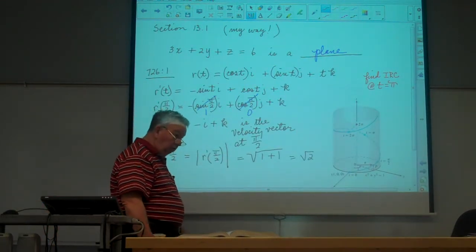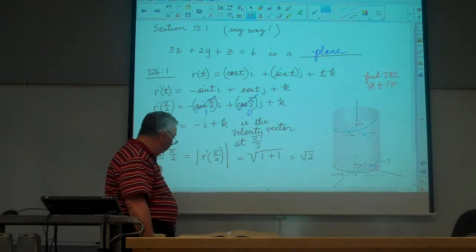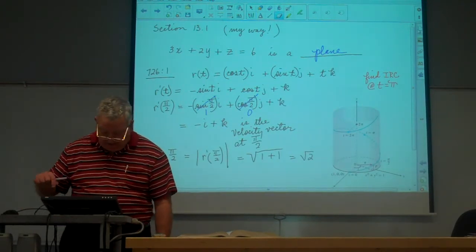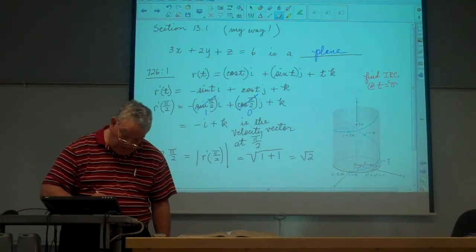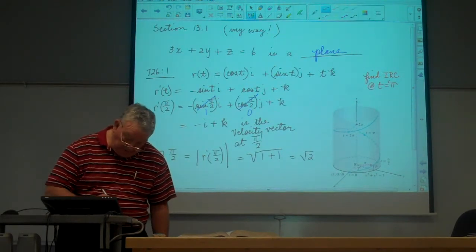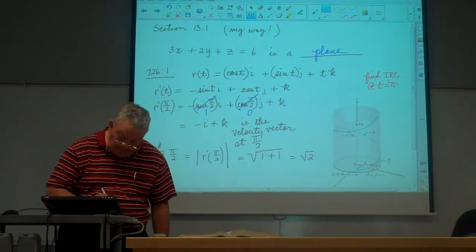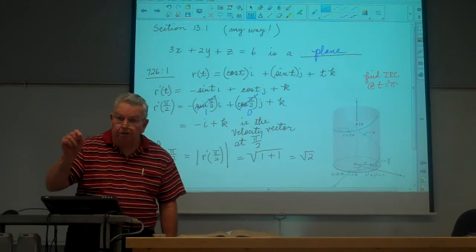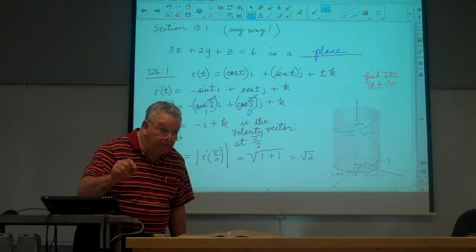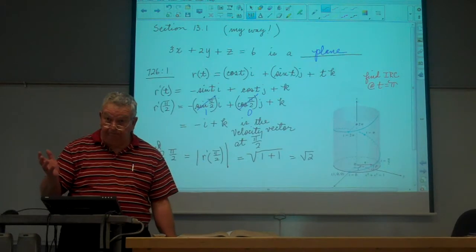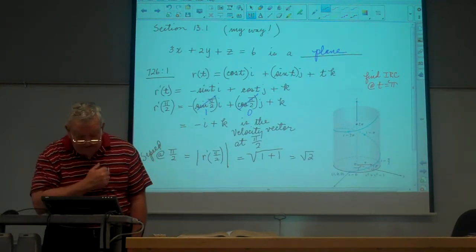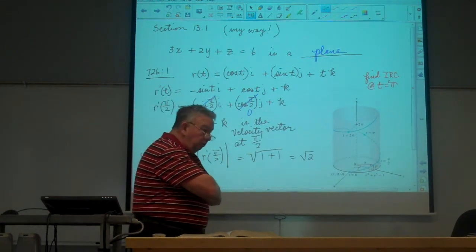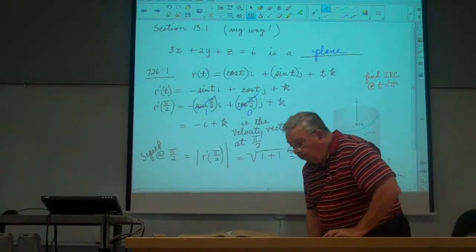Now, the square root of 2 would be the speed, right? For the velocity, you'd have to specify a vector. I'll say that this is the speed, and the velocity vector gives you both speed and what? Direction. Make sense? Okay. Pretty cool, isn't it? So that's all I want you to know.